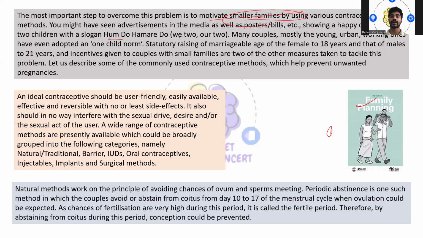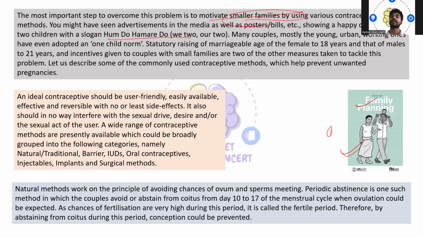You know the slogan, right? Hum do hamare do, like we two, our two. "Hum do" is the couple, and "hamare do" is two children. And many couples, mostly the younger urban working ones, have even adopted a one-child norm. That is, the ones who are working say, we don't want two, it's fine, having only one child itself is enough. So they even came up with that strategy.